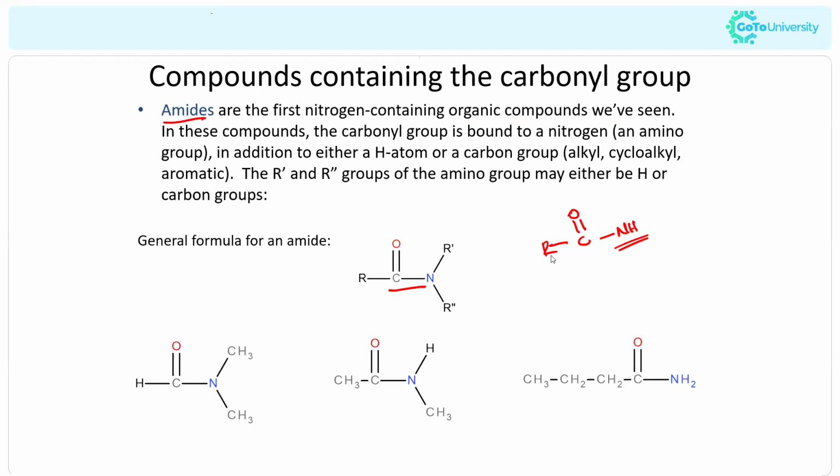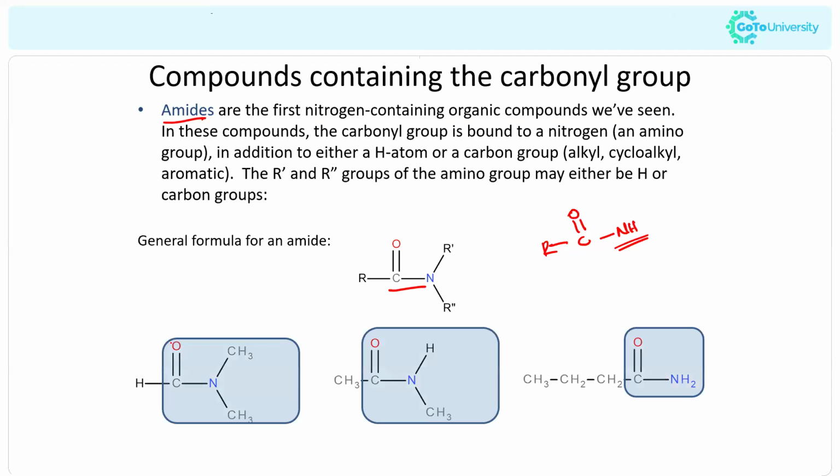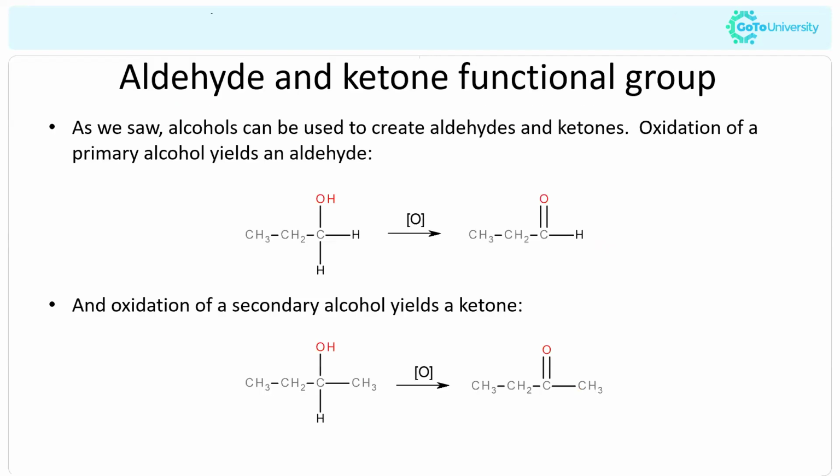Now let us see the other compounds containing carbonyl group. Here we have amide. Now let us see the compounds containing the amide group. So these are the examples. Here we can see different amides where they are having a CONH linkage. Okay, that's it. Now coming to the oxidation reactions of these compounds.